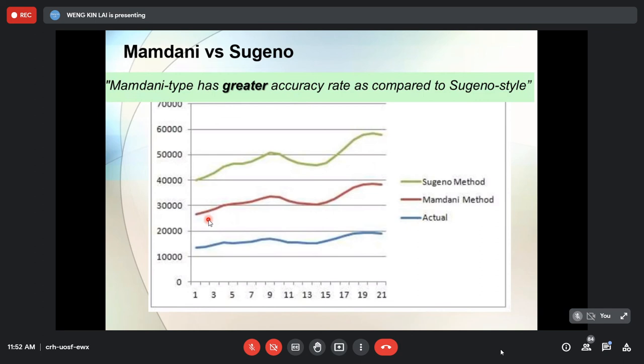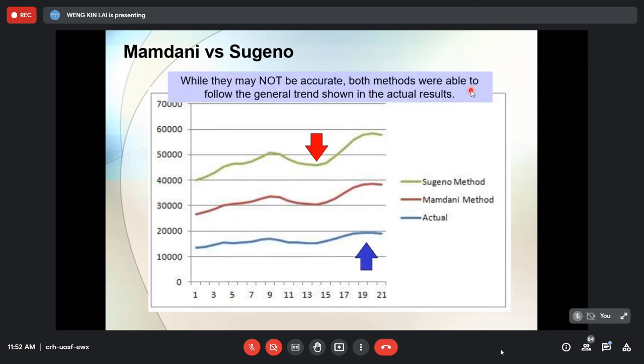So they concluded that the Mamdani type of defuzzification method has a greater accuracy compared to Sugeno. I think this is something, again, we knew all along. It only confirms it. While Sugeno may not be as accurate, both methods are able to follow the general trend in the results.